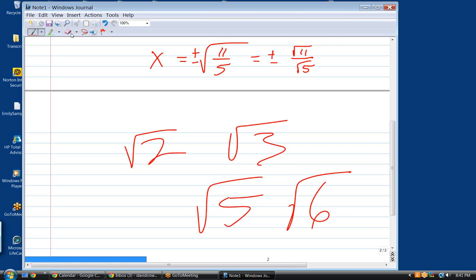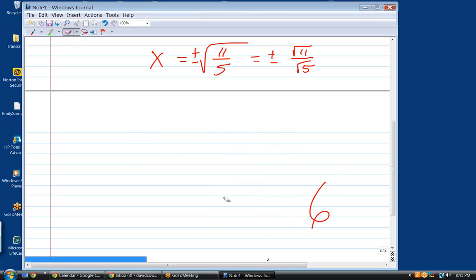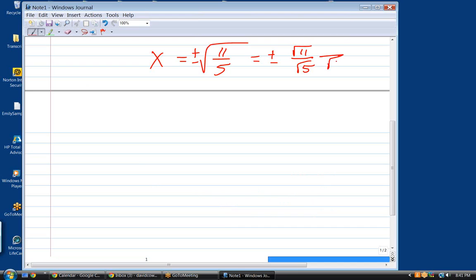So, what do you do in that case? You rationalize it. You rationalize it by multiplying the bottom by square root of 5. Well, the only thing I can do to a fraction is multiply it by 1 without changing its value. So I have to multiply the top also. Notice that this number is 1. So do you always multiply it by the denominator? Yes. Okay. So now what do we have?